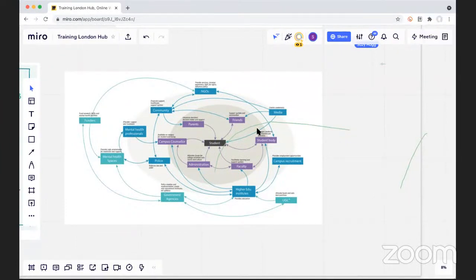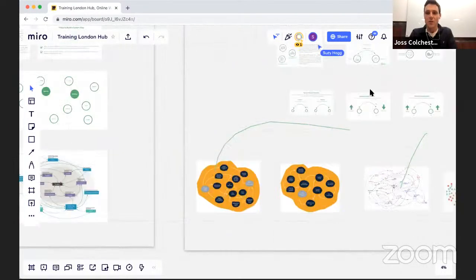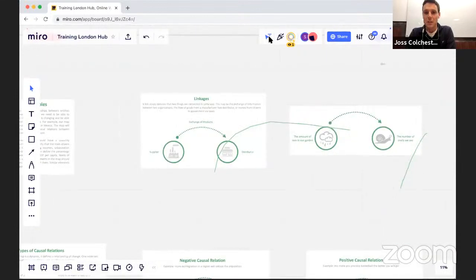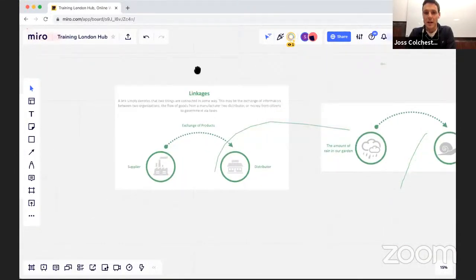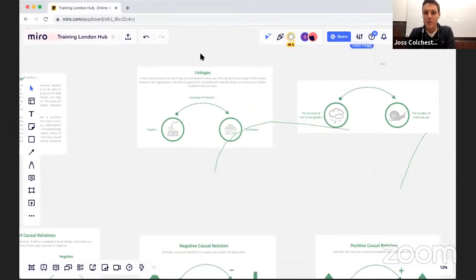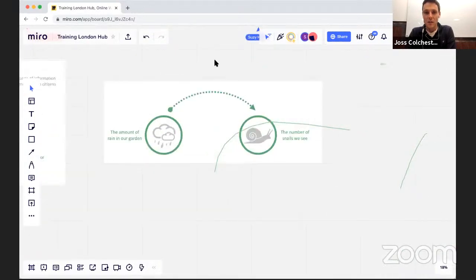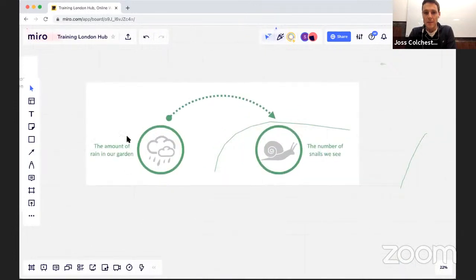So that leads us to this idea of creating a causal map over here. And that's just asking about what are the relationships between these elements in the system, right? These linkages. How does one thing affect another? What are the types of causal relationships? So we can see here one example. And this is about when one variable changes, how does that affect another variable in the system? So here we're looking at the amount of rain in our garden, and we're saying, when that goes up or down, what's going to happen to the amount of snails in my garden?